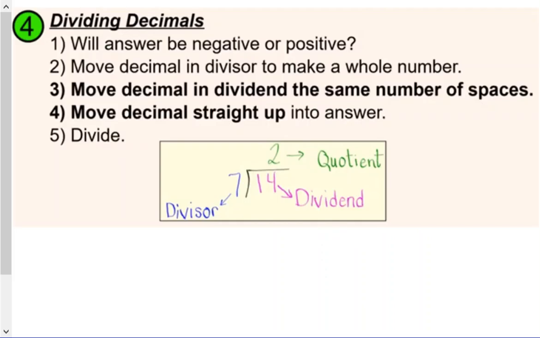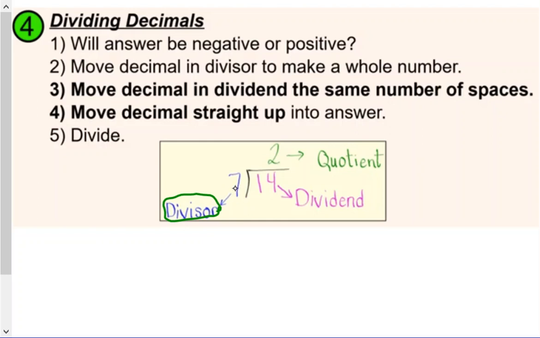We're going to use basically the same rules. The first one, will our answer be negative or positive? Ask ourselves that question. How many negatives are in our problem? That will tell us whether our answer will be positive or negative. We want to move the decimal in the divisor to make a whole number. Our divisor is right here, this one. The number on the outside of the setup is called a divisor, and we want to always divide by a whole number.